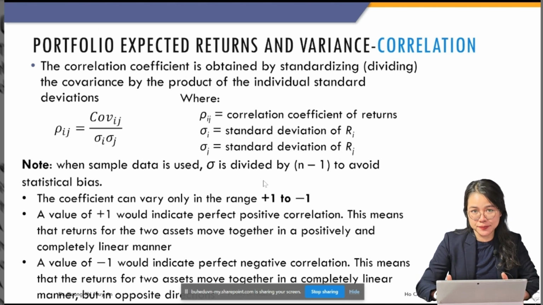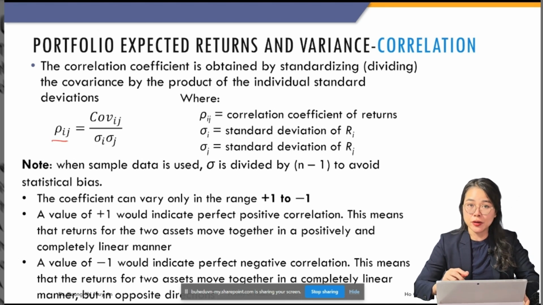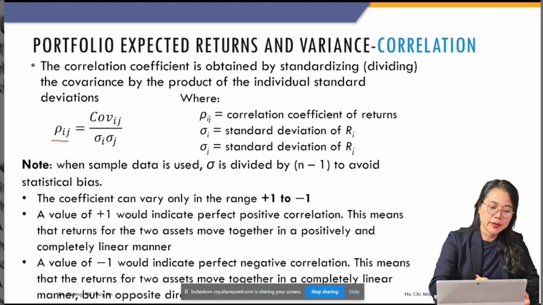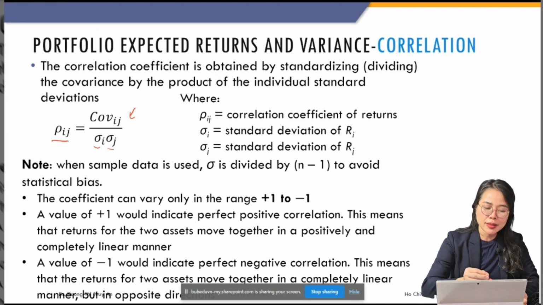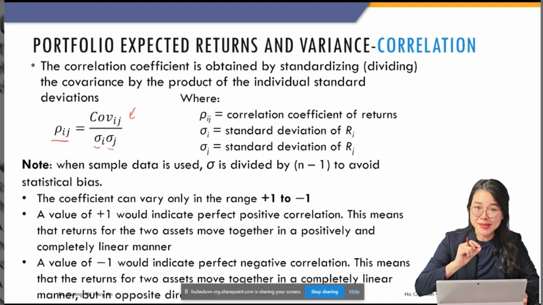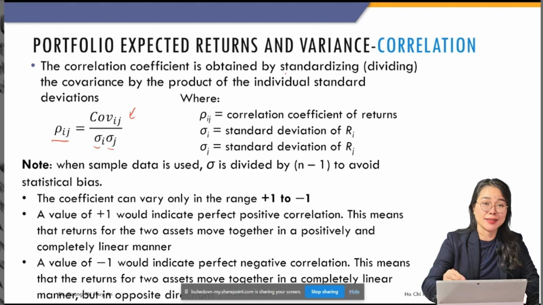That is correlation, and we call it rho. And how do we measure correlation? We take the covariance of the two assets I and J, and we divide it by the product of the standard deviations of I and J. When you divide something, the price or the return, by its standard deviation, in finance we call that action standardizing.